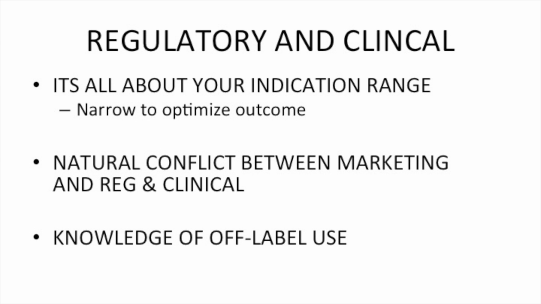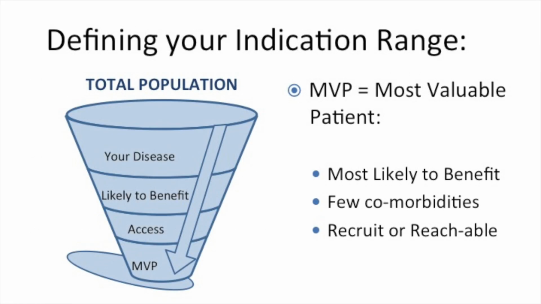And companies can manage expansion of their indication range commercially and respond to questions from customers if they have a protocol set up in their company to manage off-label use questions. So when you think about defining your indication range, think about who is your most valuable patient. Well, it's the one who's most likely to receive the greatest benefit, has fewer comorbidities, and more importantly, can be accessed and readily recruited for the trial.